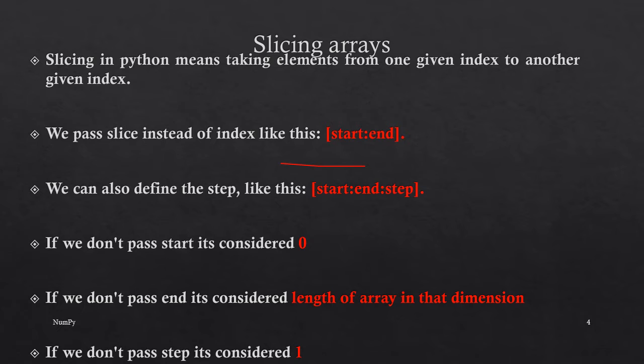We can also perform slicing with a step value too. We can say start, end, followed by a step value. If we do not pass start, by default, the starting location is considered as 0. And what happens if we do not pass the end value? The length of the array in that dimension is taken. And if we do not pass the third parameter step, by default, the step value is considered as 1.